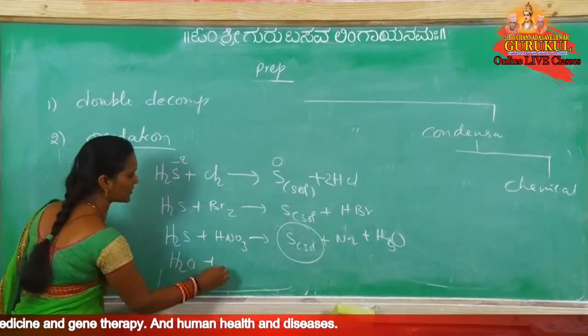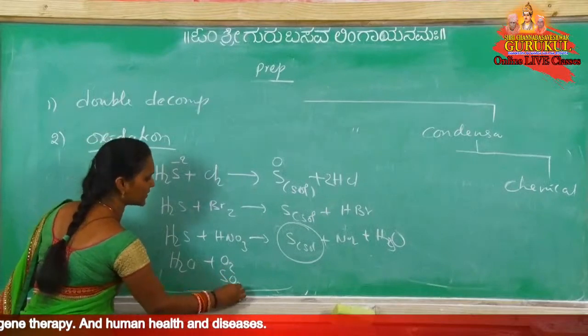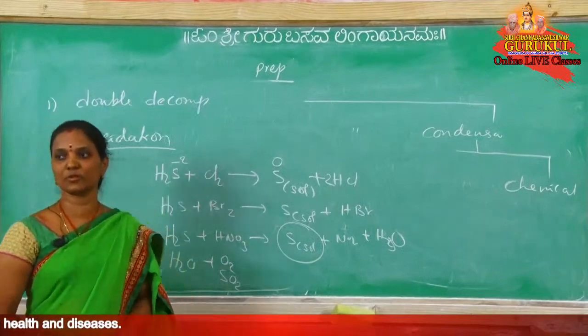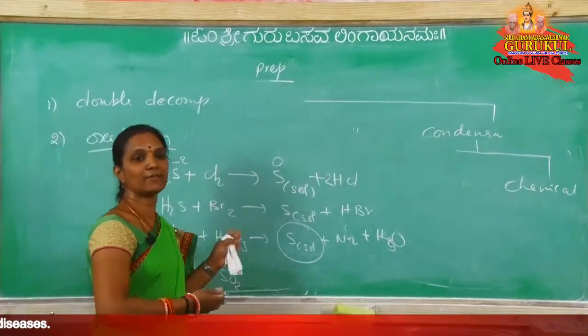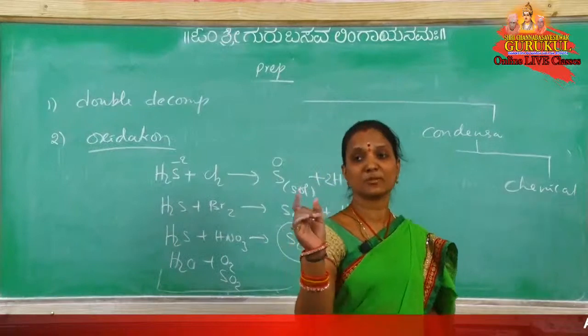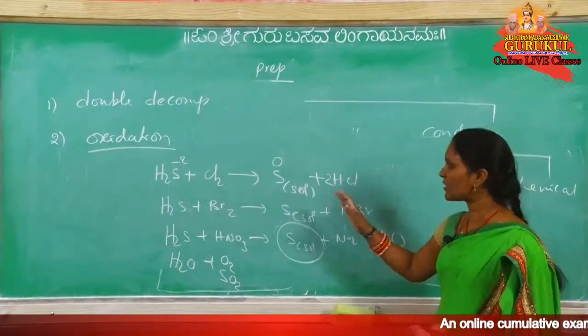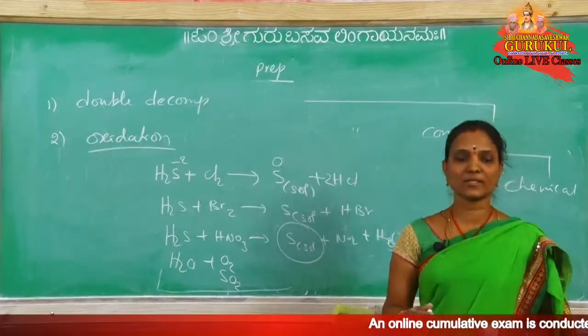Otherwise we can use direct oxygen or simply sulfur dioxide. This also we can use. Then it changes to sulfur plus H2O. So using any oxidizing agent, we are converting this hydrogen sulfide to sulfur. I have given all the examples, you have to practice them all. So preparation of sulfur sol is an example for the oxidation method.